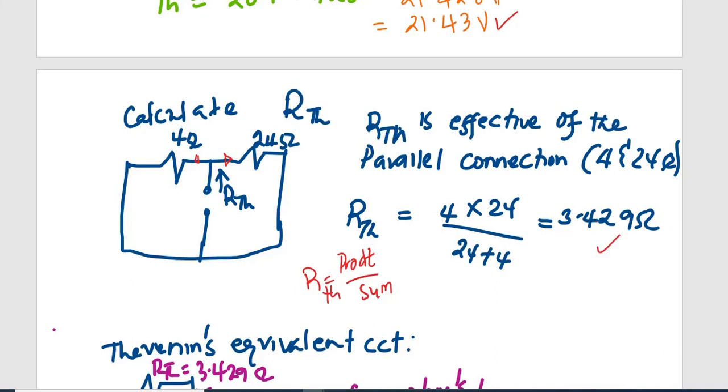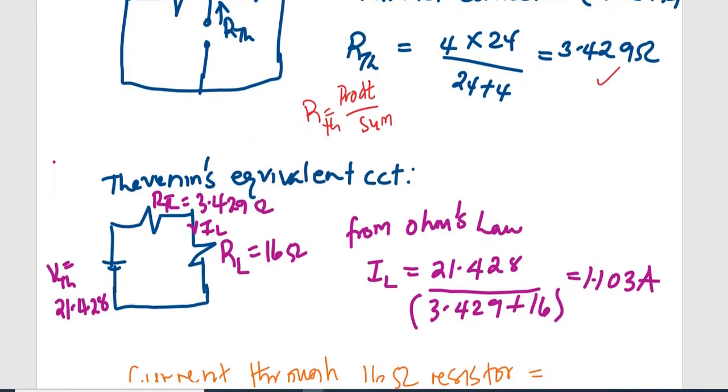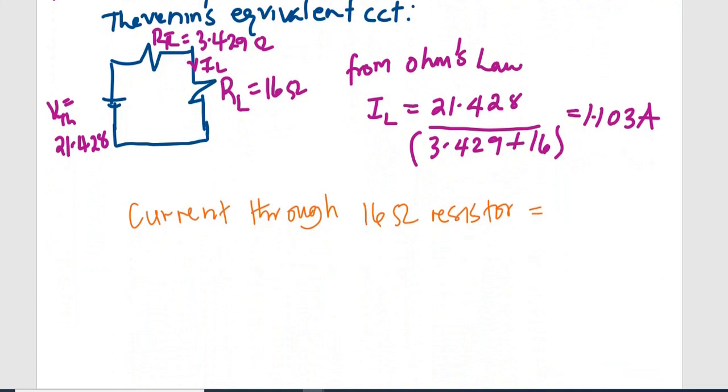Now let us draw what we call Thevenin's equivalent circuit. For the Thevenin equivalent circuit, you are going to just draw this voltage source with Thevenin voltage 21.43 volts. Then RTH, which is Thevenin's resistance, 3.429 ohms. Then we also add the load resistance, 16 ohms. The current flowing through is the load current IL.